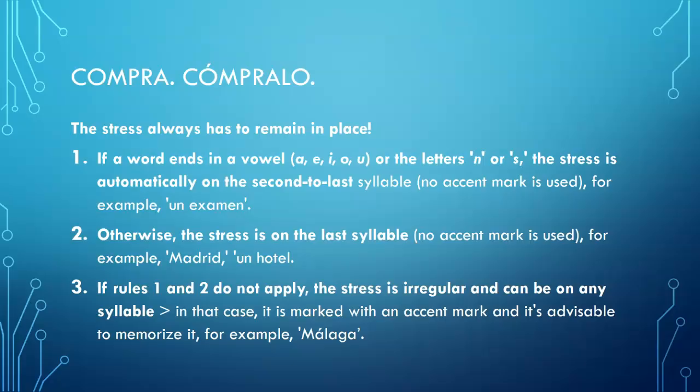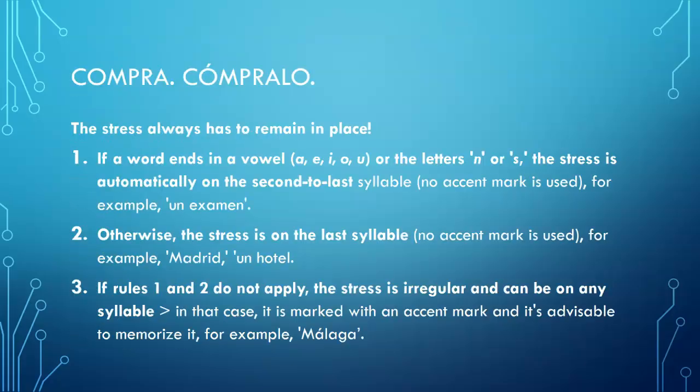Now, if rules 1 and 2 do not apply, the stress is irregular and can be on any syllable, and we need to mark it with the accent mark. For example, Málaga. Málaga ends with A, ends with a vowel. The stress should be on la, Malága, but it's not there because it's an irregular form. The stress is on the first A, Málaga. So we need to mark it.